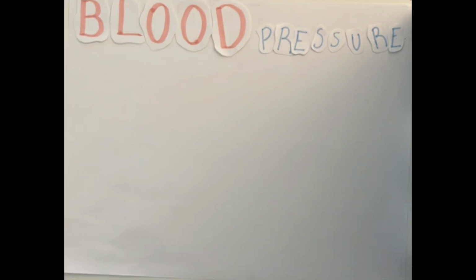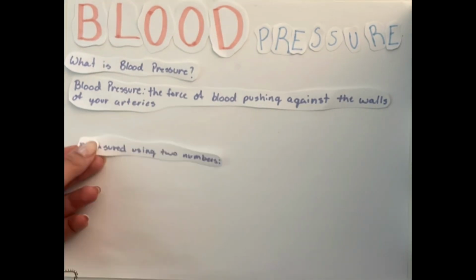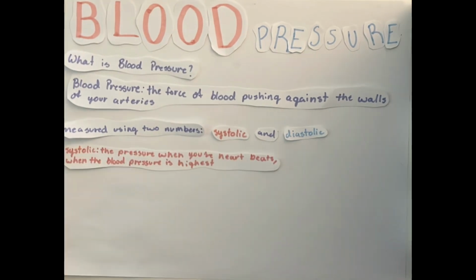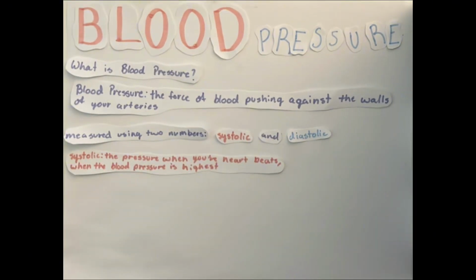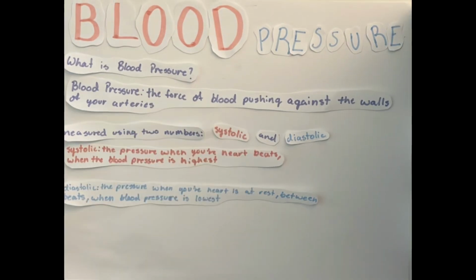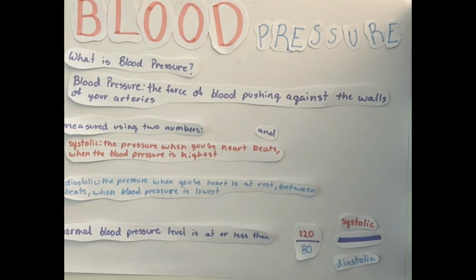Blood pressure. What is blood pressure? Blood pressure is the force of blood pushing against the walls of your arteries. It's measured using two numbers, systolic and diastolic. Systolic is the pressure when your heart beats, when blood pressure is highest. Diastolic pressure is the pressure when your heart is at rest, between beats, when blood pressure is lowest. A normal blood pressure level is at or less than 120/80.